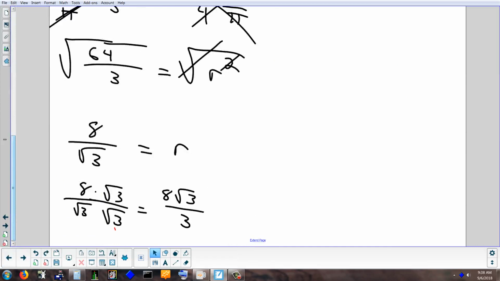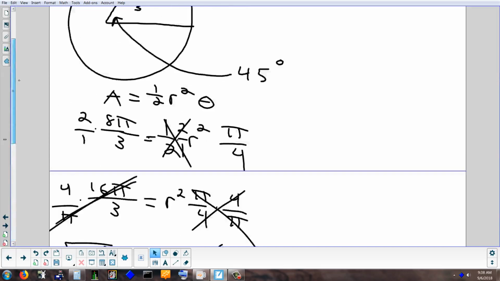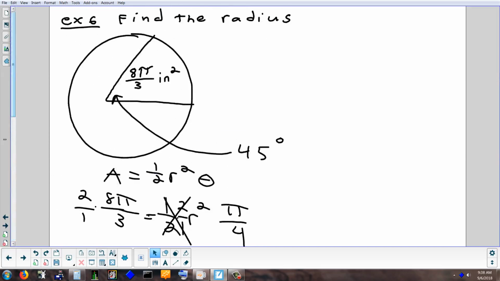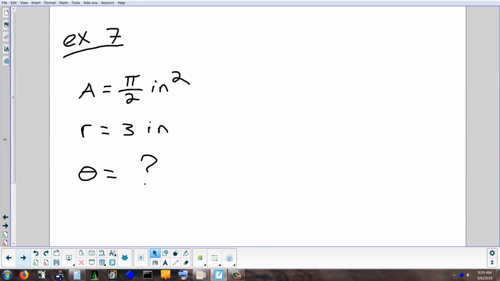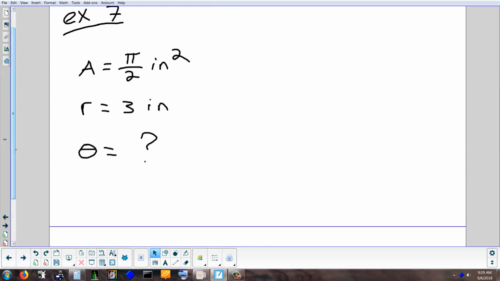R, is that an angle or is that a length? Length. What are my lengths in this problem? Inches. Yes. Area is inches squared, lengths are inches. Okay, so that's the longest one. We have to get r because of the square root. And the last one: this time the area and the radius they're giving you, they want the angle.